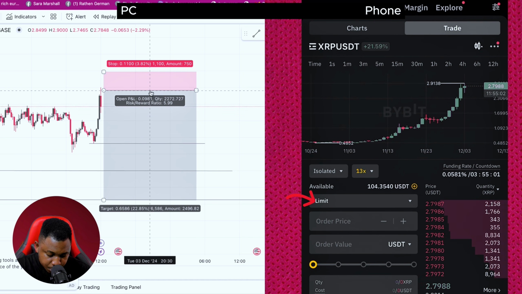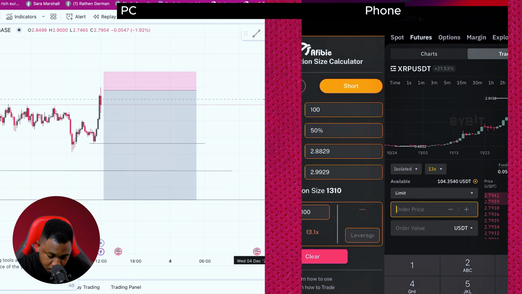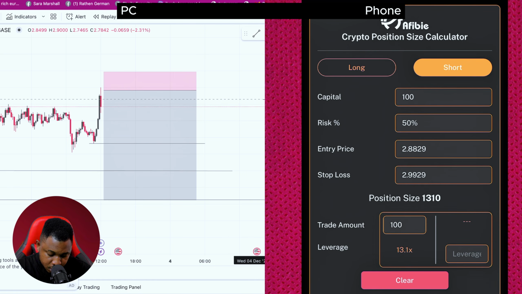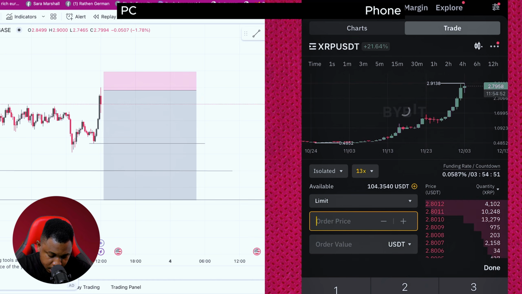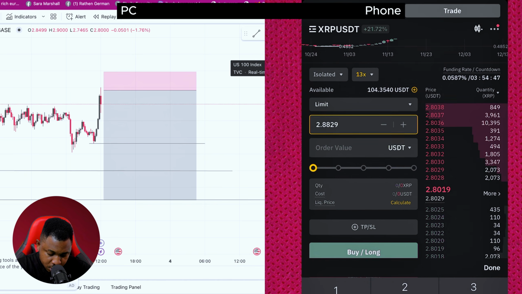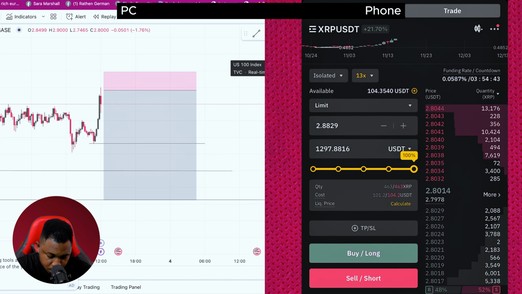So what is our entry price? I'll click on it, and our entry price is 2.8829. So I'll go ahead and enter 2.8829. How much are we trying to enter this trade with? So I want to enter with $100, so all of the money right here.